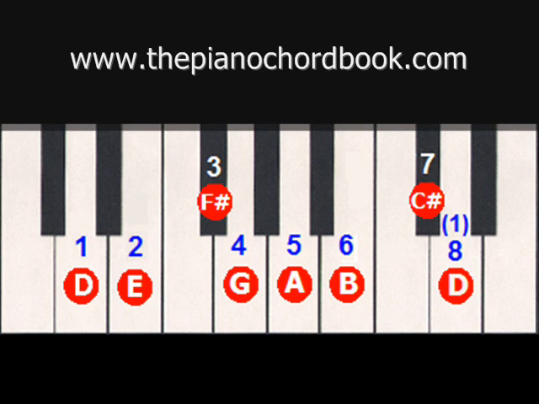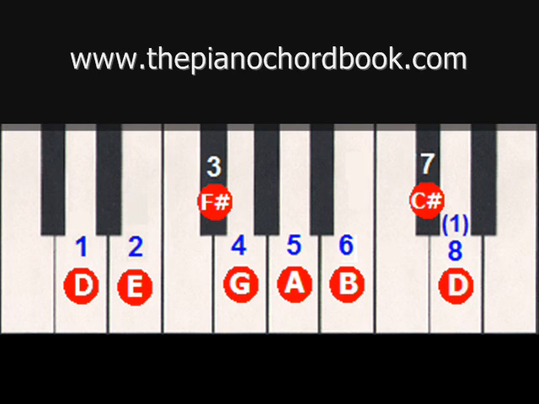Likewise, if we start on the E note, the 2nd scale degree, we can build an E minor chord by going E, moving up to the 4th scale degree, G, and then the 6th scale degree, B. So E, G, B make up the E minor chord. Chords are created in this fashion using each successive note of the scale.